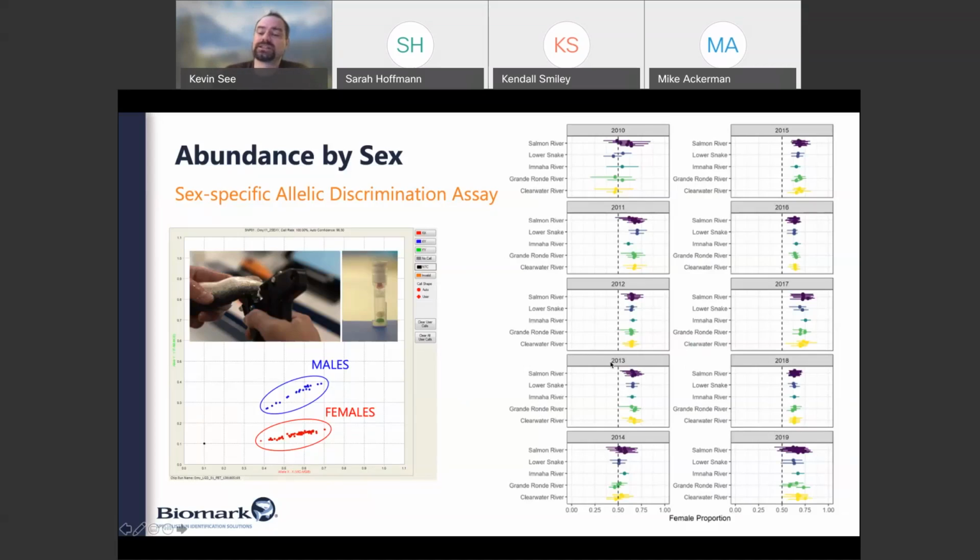And so this is just an example. This is estimates of female proportions by population. They're colored by major population group across all the different years. And so you can take those female proportions and multiply them by total abundance. And now you're looking at total female abundance, which from a conservation standpoint might be your particular metric of interest. That could be really useful.